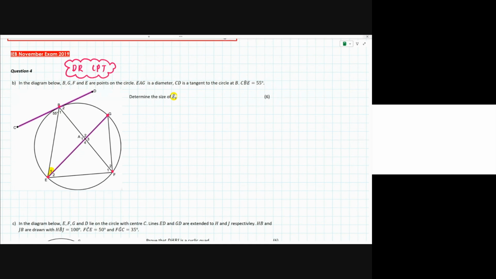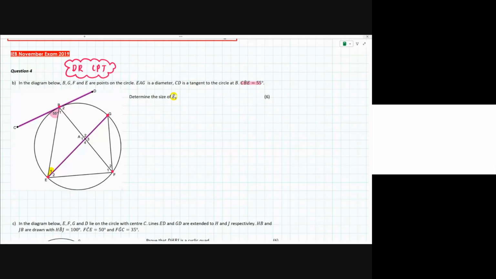All right, the other piece of information that we were given is the fact that angle CBE is equal to 55 degrees. And that is this angle over here. Again, take note of where it is. It is the angle created between your tangent and a chord in your circle. So immediately we should be thinking tan chord theorem.